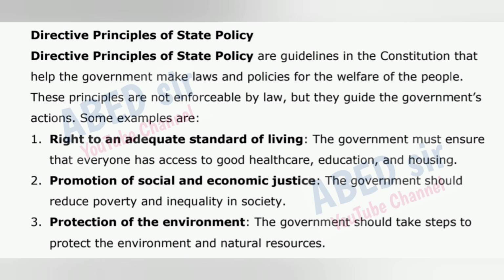Some examples are 1. Right to an adequate standard of living. The government must ensure that everyone has access to good health care, education, and housing. 2. Promotion of social and economic justice. The government should reduce poverty and inequality in society. 3. Protection of the environment. The government should take steps to protect the environment and natural resources.